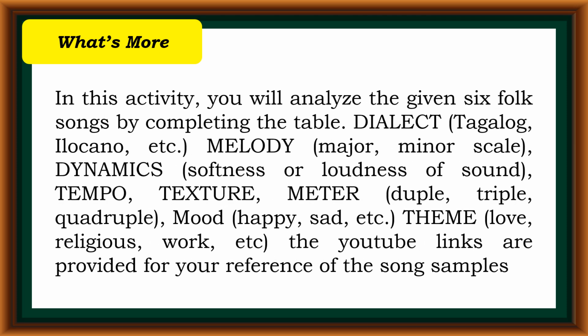In this activity, you will analyze the given 6 folk songs by completing the table. Dialect, which is Tagalog, Ilocano, etc. Melody, major, minor scale. Dynamic, softness or loudness of the sound. Tempo, texture. Meter, which is double, triple, quadruple. Mood, happy, sad, etc. Theme, love, religious, work, etc. The YouTube links are provided for your reference of the song samples.